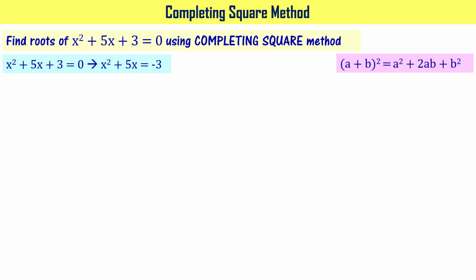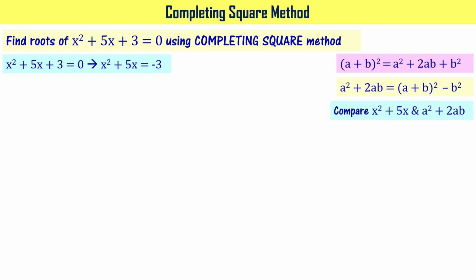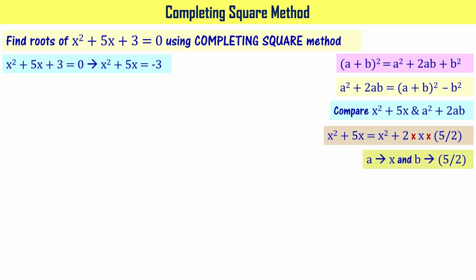And recall the formula of (a plus b) whole square that can be written as a square plus 2ab plus b square, right? Rearrange this such that it can be written as a square plus 2ab equal to (a plus b) whole square minus b square, right? Let's compare x square plus 5x with a square plus 2ab now. Prior to doing that, let me write 5x as 2 times x times 5 by 2. Okay, now compare. When you compare, you can say that a equal to x and b equal to 5 by 2, right?